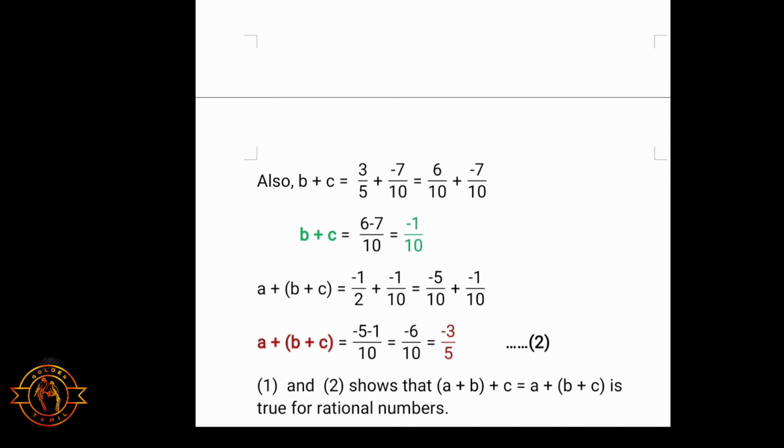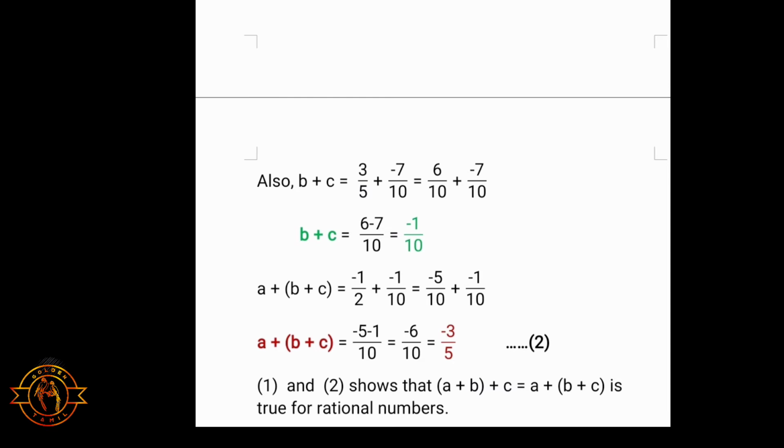So we get minus 5 by 10 plus minus 1 by 10. Here the denominators are the same, so we are going to add the numerators. Minus 5, minus 1, what is that? Minus 6 by 10. Here also there is 2 common in both numerator and denominator. We are going to divide by 2, so we get minus 3 by 5. Here a plus b plus c is equal to minus 3 by 5.